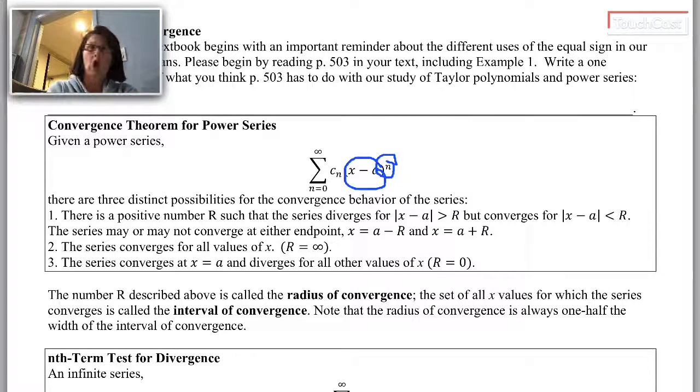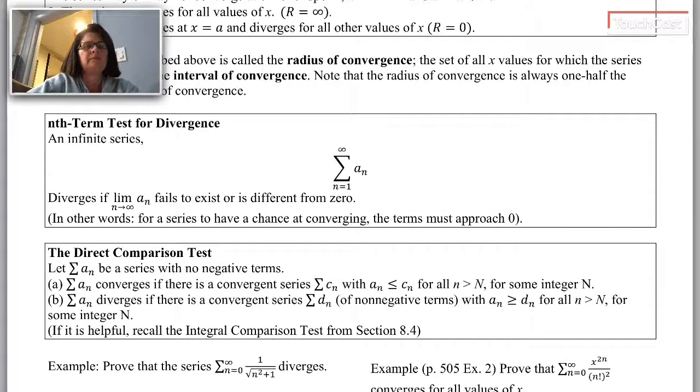So the number r is called the radius of convergence. And if you write a statement to describe all of the x values for which the series converges, that's the interval of convergence. Notice if you could figure out the width of the interval of convergence, so the biggest x minus the smallest x, if you divided that by 2, you would get the radius. So the radius is always half of the width of the interval of convergence. Remember, we've talked about this, so it's just worth bringing back to mind.